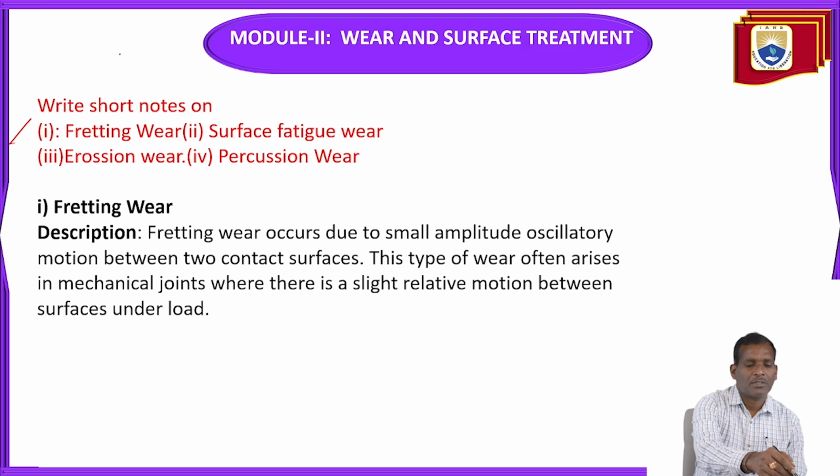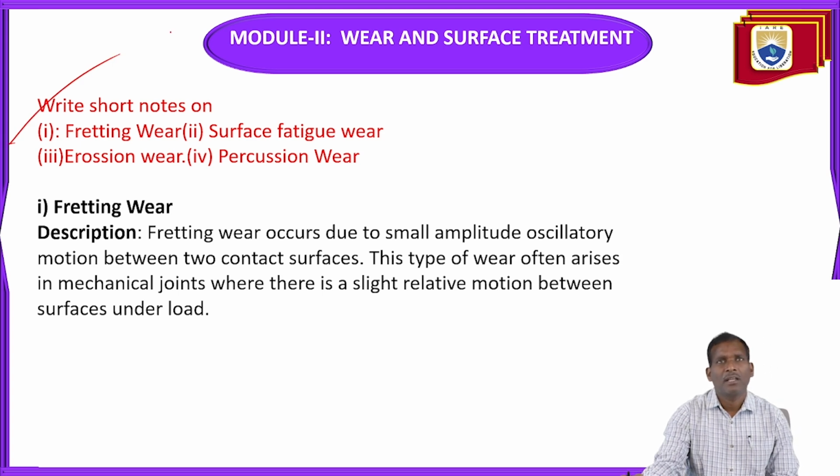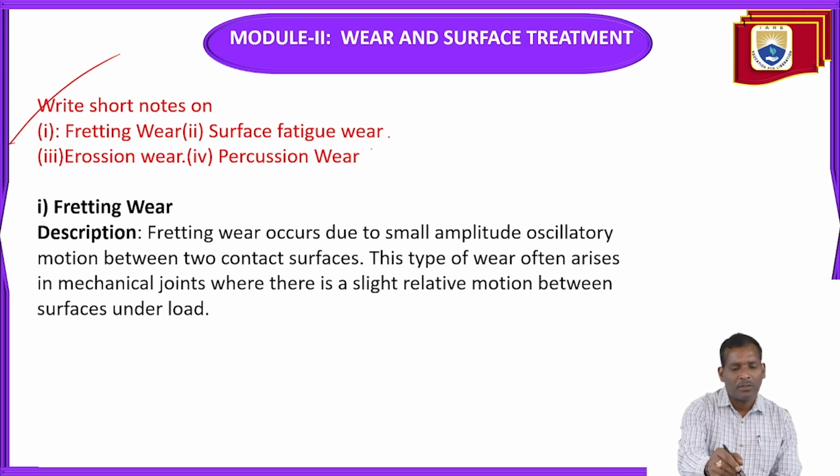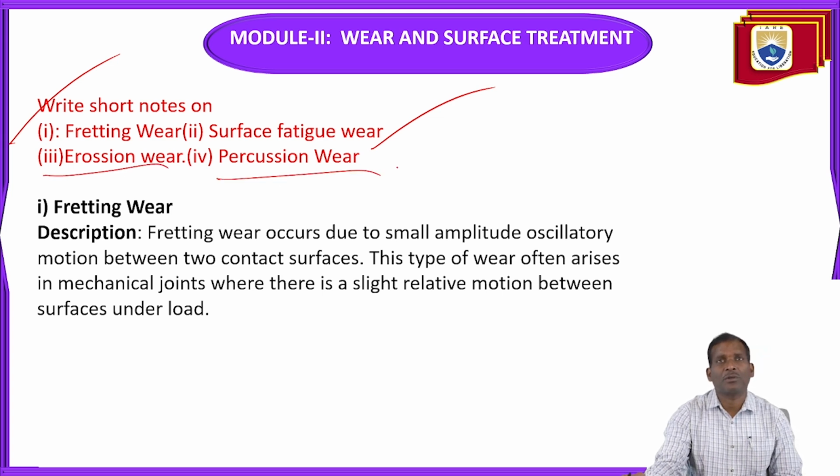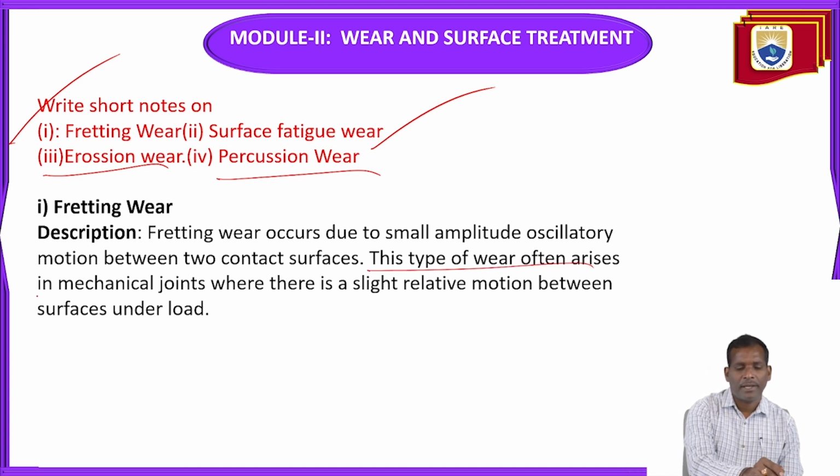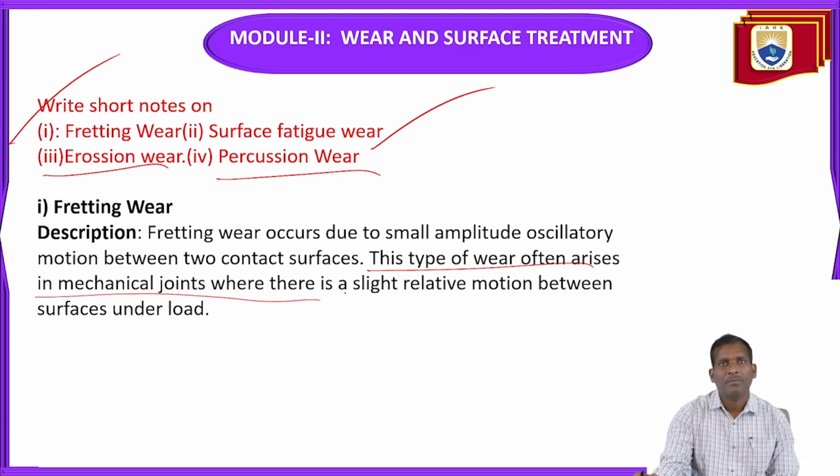Next one is: write short notes on fretting wear, surface fatigue wear, which we have already seen, erosion wear and percussion wear. So fretting wear occurs due to small amplitude oscillatory motion between two contact surfaces. This type of wear often arises in mechanical joints where there is a slight relative motion between the surfaces under load.